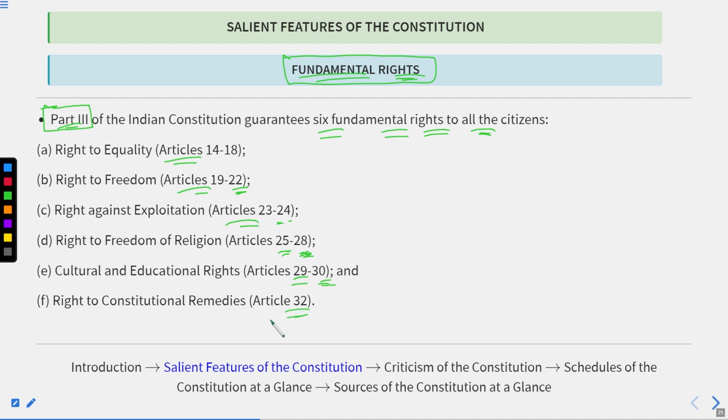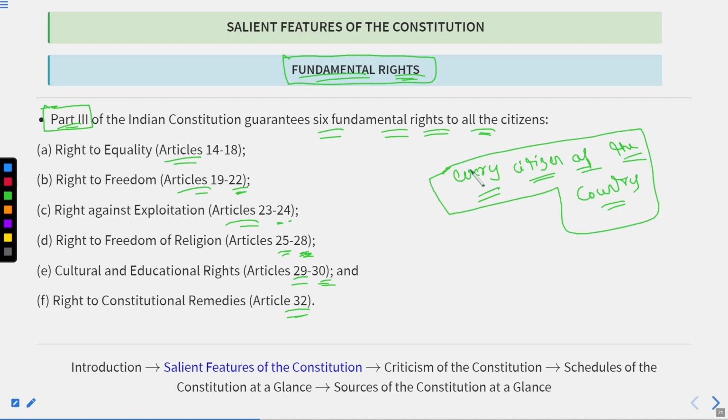So these are the 6 fundamental rights which have been granted to every citizen of the country. Got it? Remember one thing here, that I will tell you about the fundamental rights in a detailed form in its lecture. I have a separate lecture on fundamental rights for you all. Till then, just remember this.